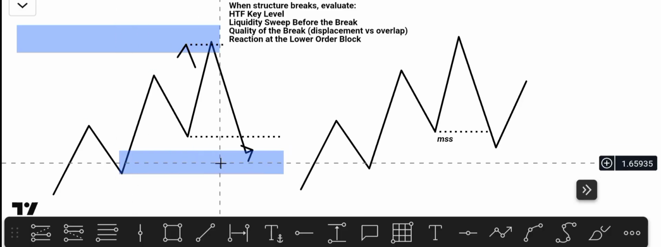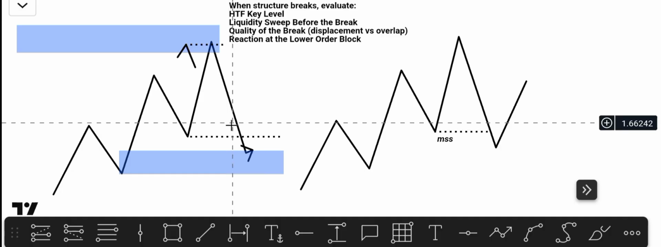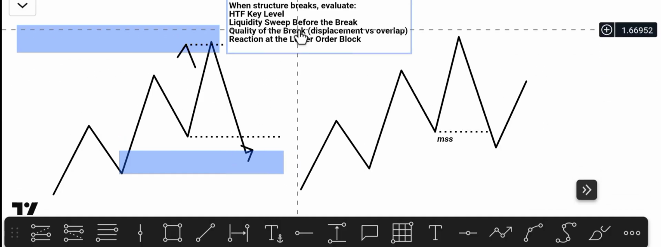These are the criteria you are going to use to determine whether this is actually an inducement or a market structure shift. Now let me explain all this.